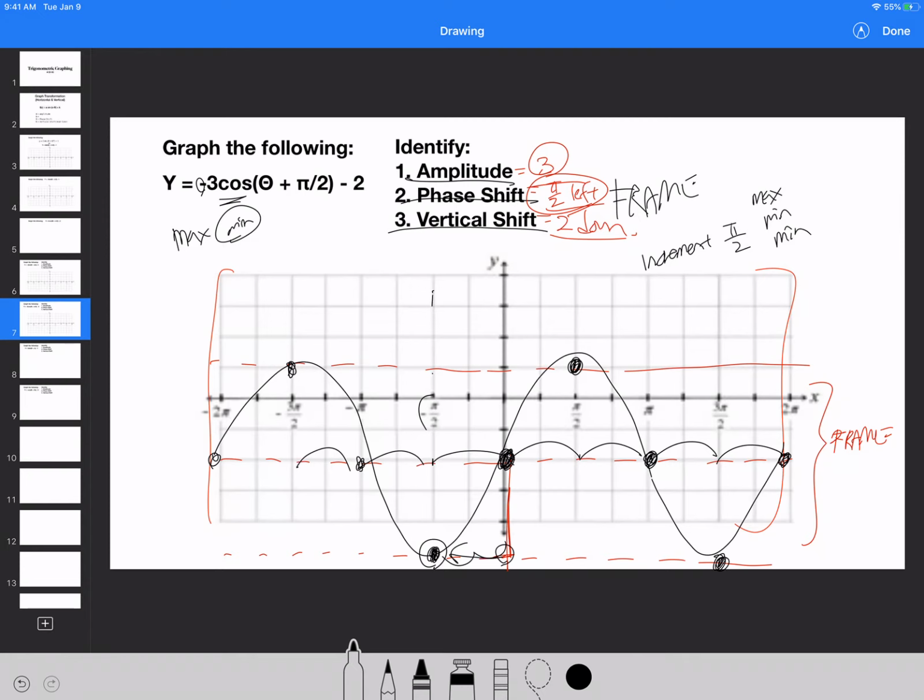Notice how this will be exactly the same as the sine graph because it starts from the middle and then it goes up to the top. It should be exactly 3 sine of theta minus 2. When we're incrementing left or right by pi over 2, we can see how that's going to be the same as the sine graph.